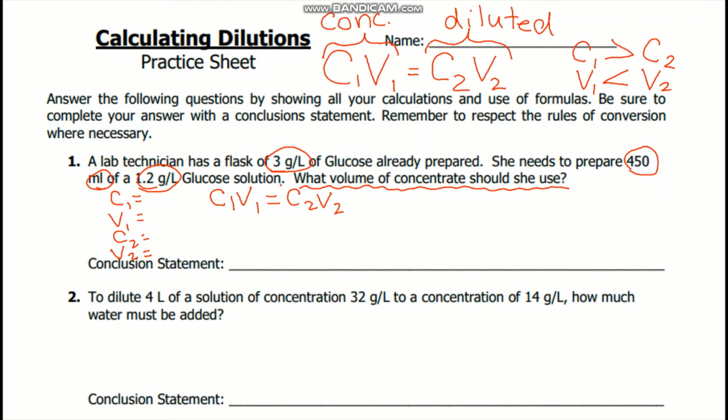So for example, what volume of concentrate should she use? There are some key vocabulary words in this. Volume deals with V. Okay, so concentrate indicates you're talking about the part of this scenario whereby it is highly concentrated. This indicates that we are going to be solving for V1. So V1 is our X.